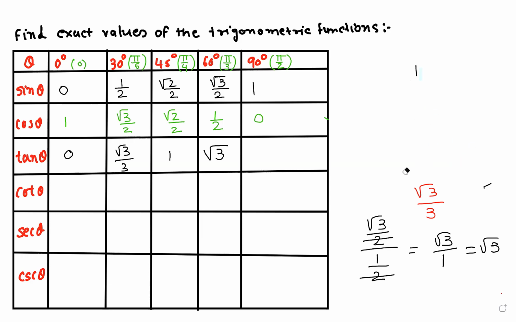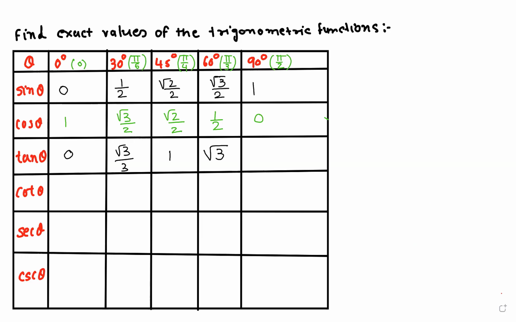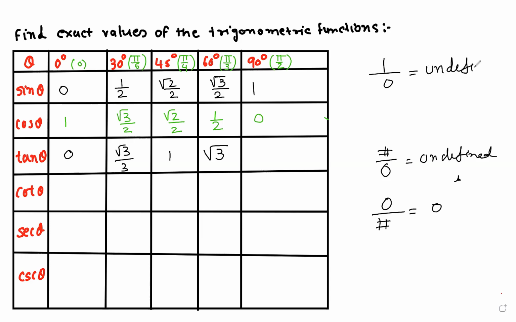Next one is tangent 90 degrees, which is equal to the ratio of sine 90 degrees divided by cosine 90 degrees, which is 1 over 0. Now from algebra, we know that any number over 0 is undefined. You cannot find that value. And 0 over any number is 0. So 1 over 0 is equal to undefined. So this value will be undefined.